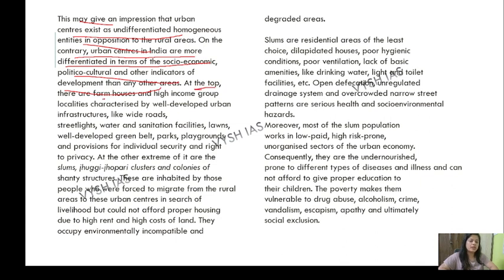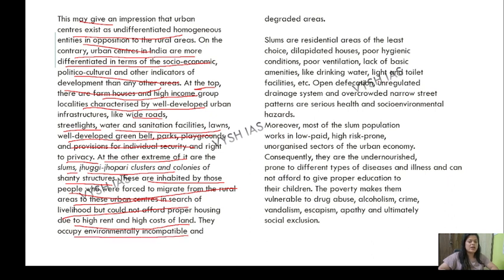At the top, there are farmhouses and high income group localities, characterized by well-developed urban infrastructure like wide roads, street lights, water and sanitation facilities, lawns, well-developed green belts, parks, playgrounds, and provisions of individual security and right to privacy. At the other extreme are the slums, jhoppadis, clusters and colonies of shanty structures. These are inhabited by people who are forced to migrate from rural areas to urban areas in search of livelihood but could not afford proper housing due to high rent and high cost of land. They occupy environmentally incompatible and degraded areas.